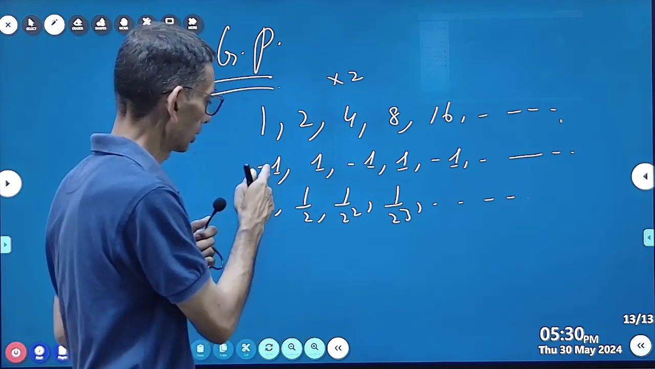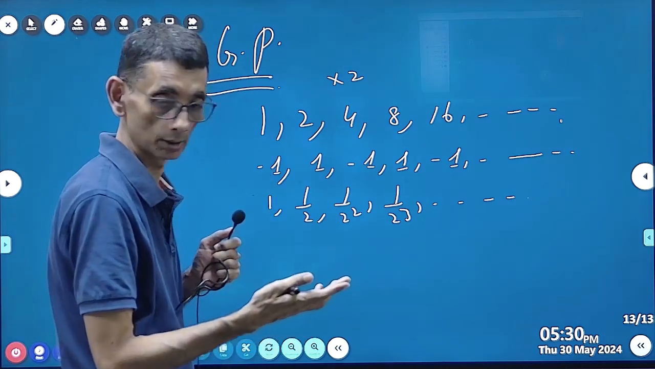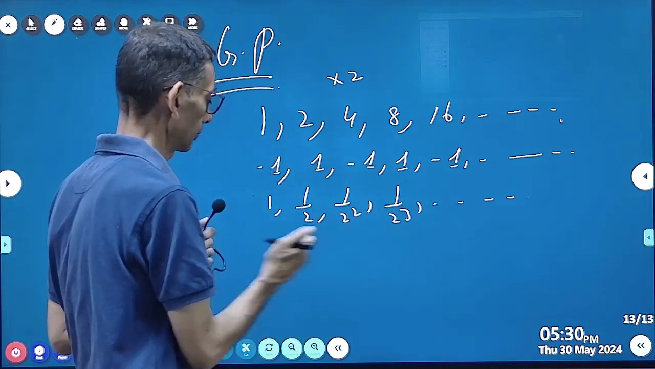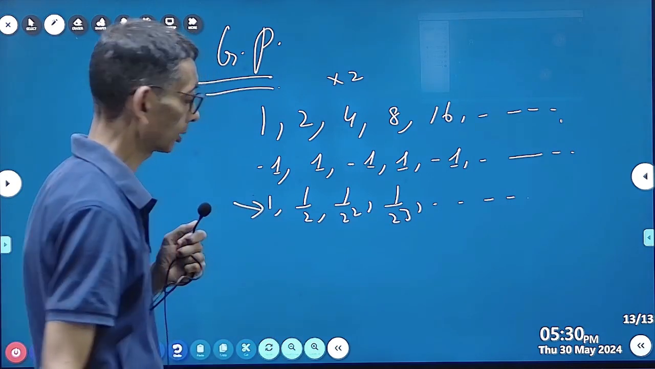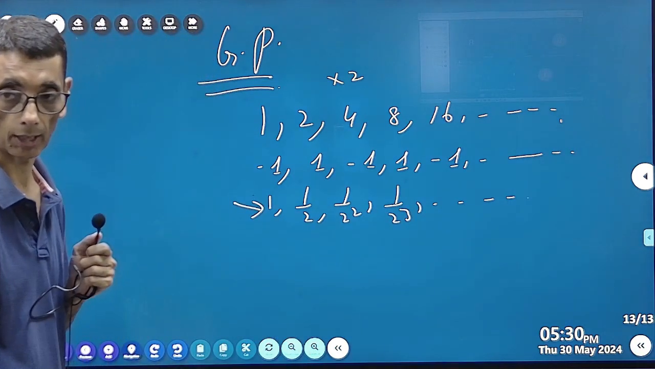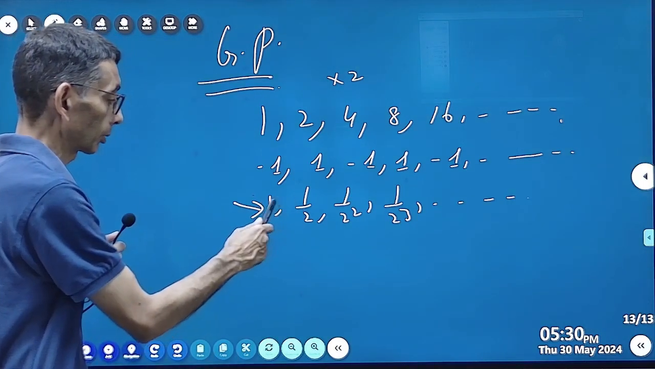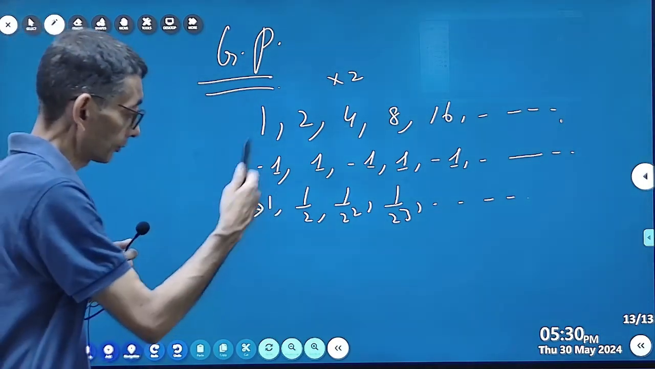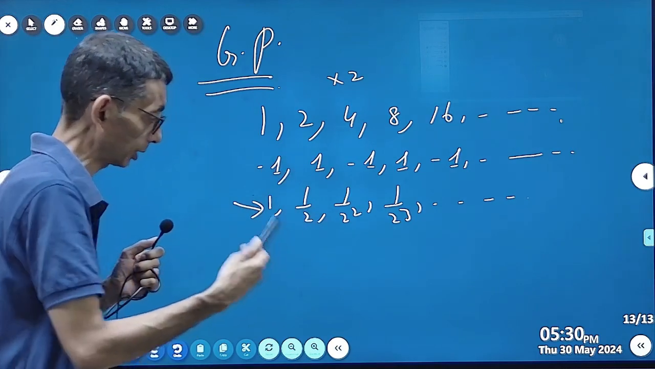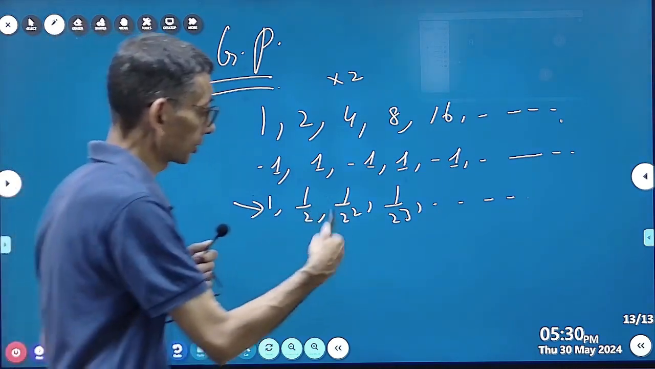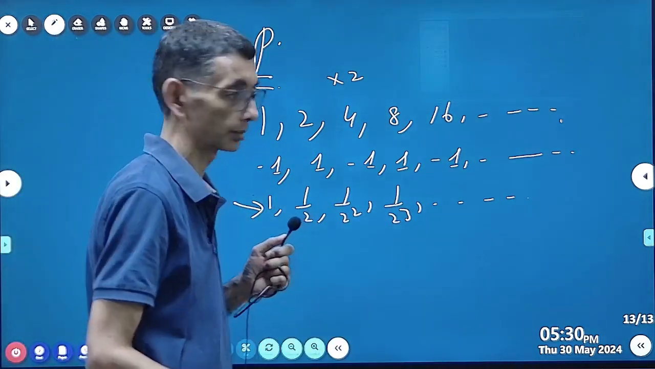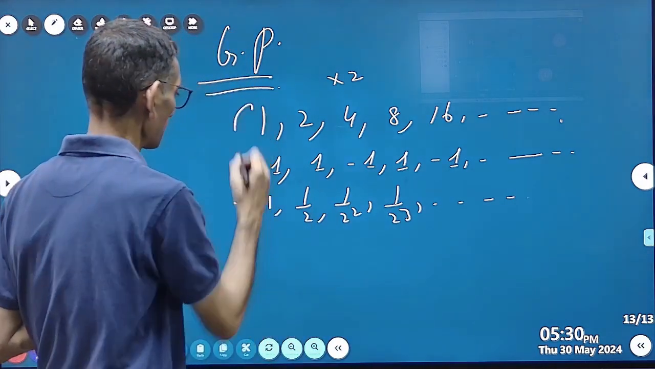So the common ratio here is minus 1. And for this last sequence, what will be the common ratio? Half, that is 1 by 2. How did you get half from 1? You multiply 1 by half. Again you multiply by half, it becomes 1 by 2 square, then 1 by 2 cube, and so on. So these are all examples of GP.